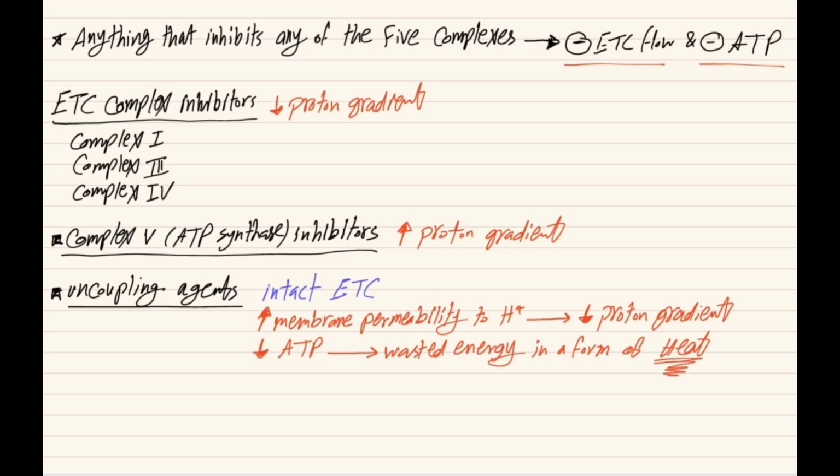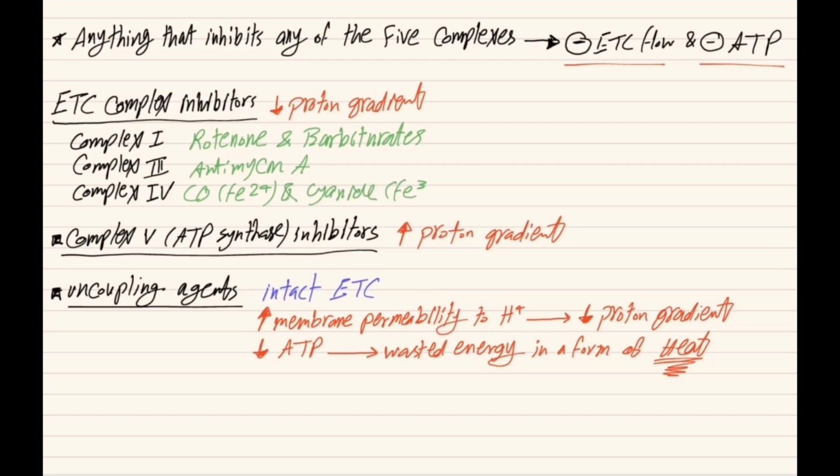So let's go through some examples of the electron transport chain inhibitors. Starting with complex 1, we have two things, rotenone and barbiturates. Complex 3 inhibitor is antimycin A, and for complex 4 inhibitors, again, we have two things. First, carbon monoxide, CO. As we said earlier, iron is part of complex 4. So if it's in the ferrous state, it binds to CO. If it's in the ferric state, it binds to cyanide. So cyanide and CO are the inhibitors of complex 4.